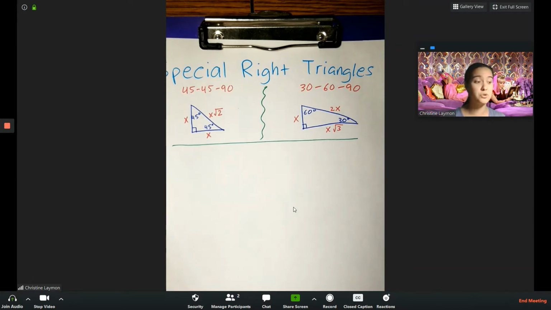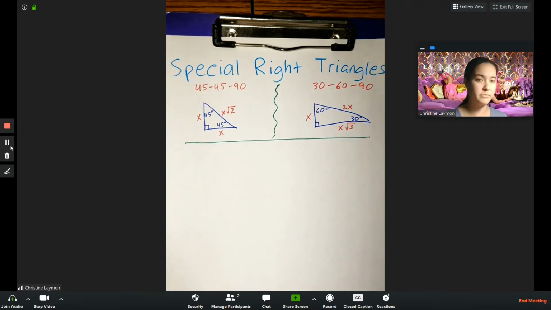So again, these are shortcuts. They make it a lot easier when you're trying to solve problems with these special types of triangles. However, you can always use the regular trig from the previous lessons. You can still use sine and cosine and tangent, or Pythagorean theorem if that is the information that you have. But these shortcuts make your life a whole lot easier when dealing with these special triangles.